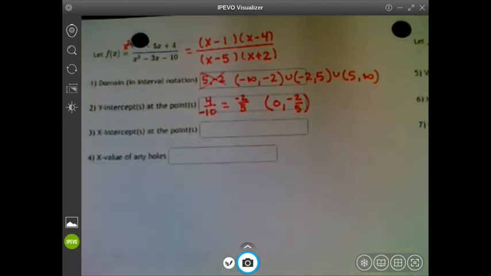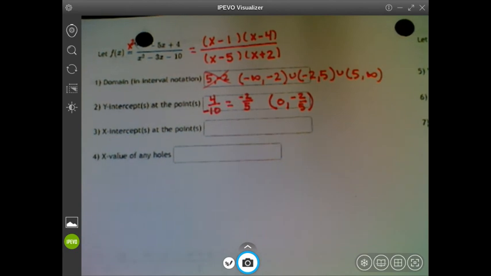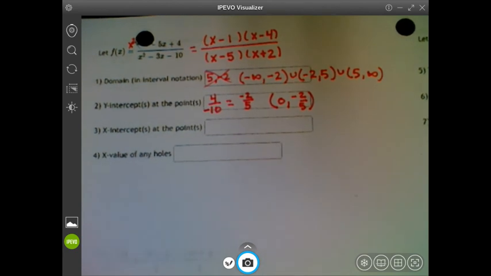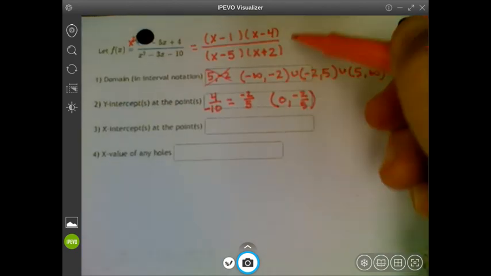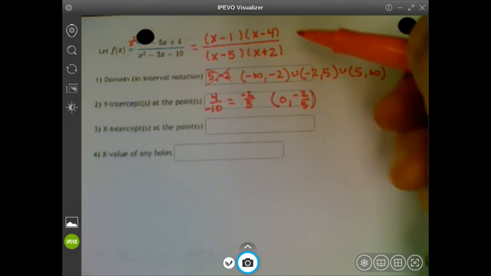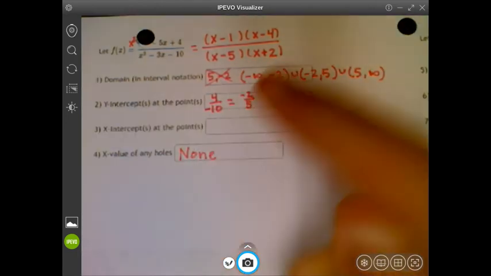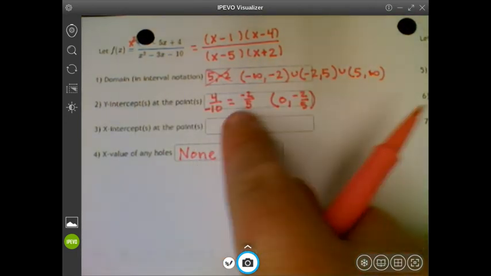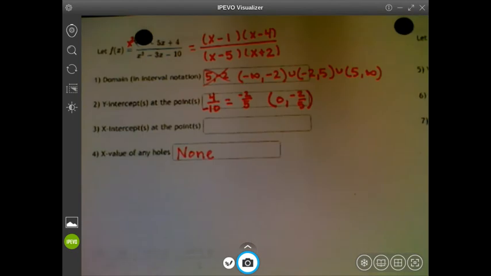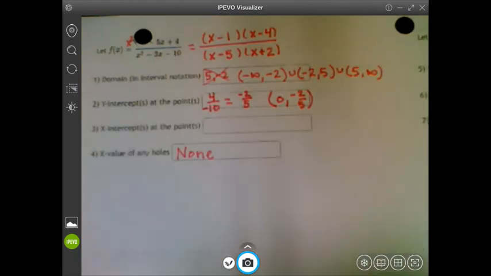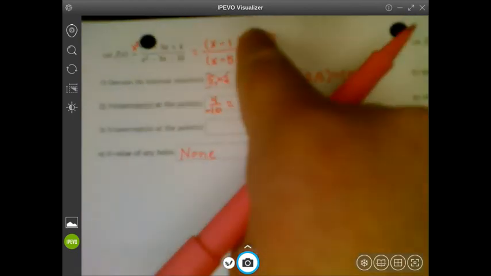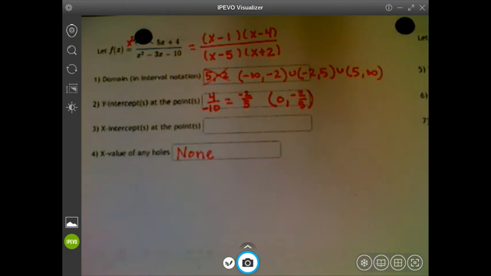Since there's no matches happening, there's no x value that makes both the top and the bottom 0. You want to make sure you do the holes first, because if there is a hole, it doesn't count in the other ones. So no holes, because there's no x value that works for both the top and the bottom. They don't have the same factors.